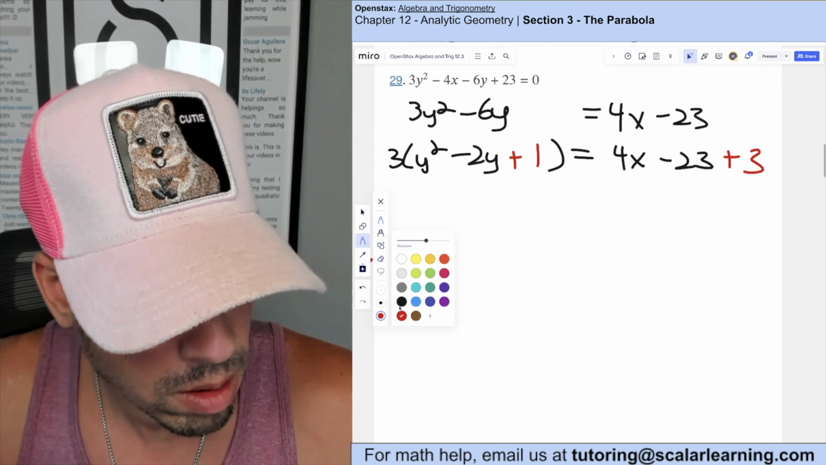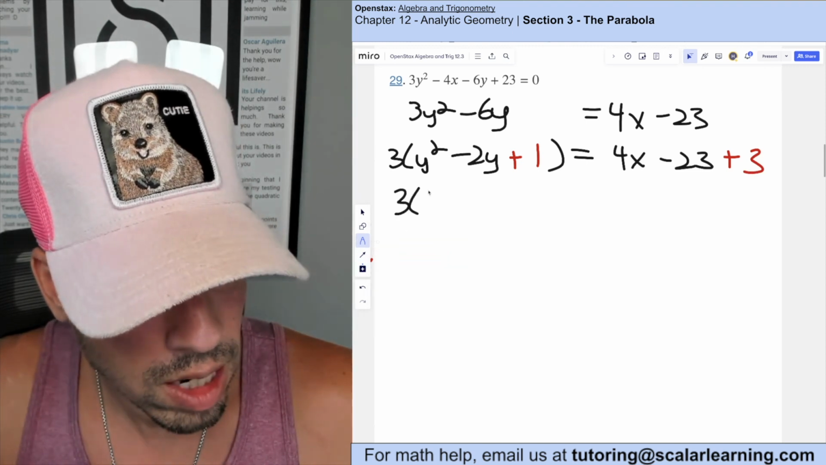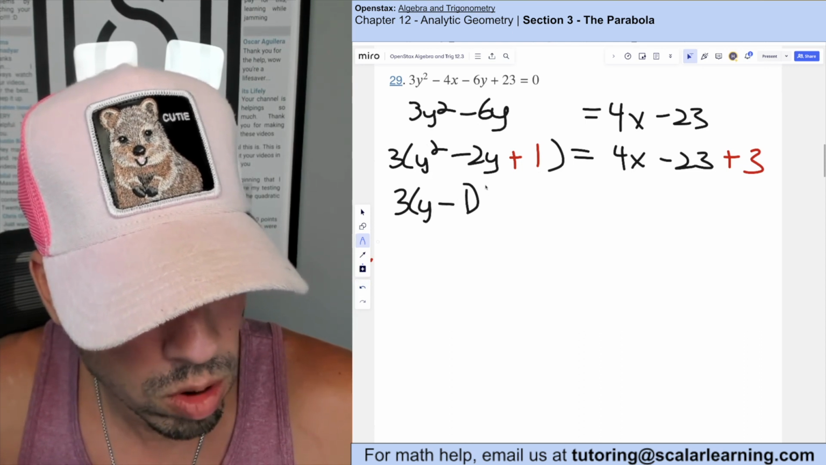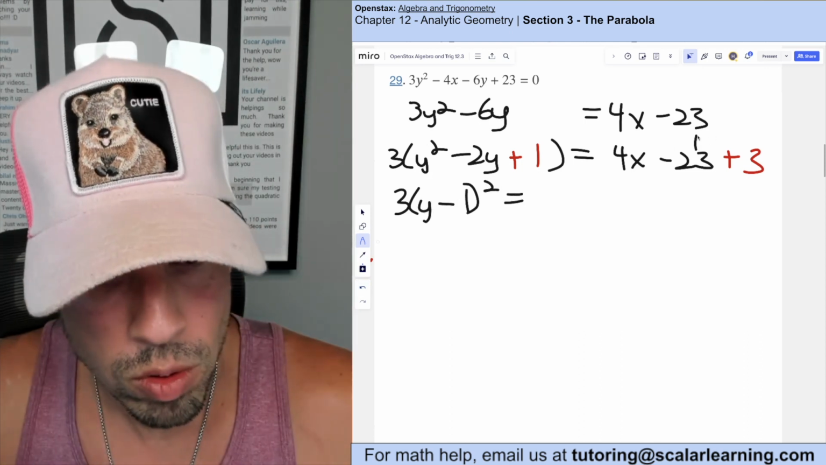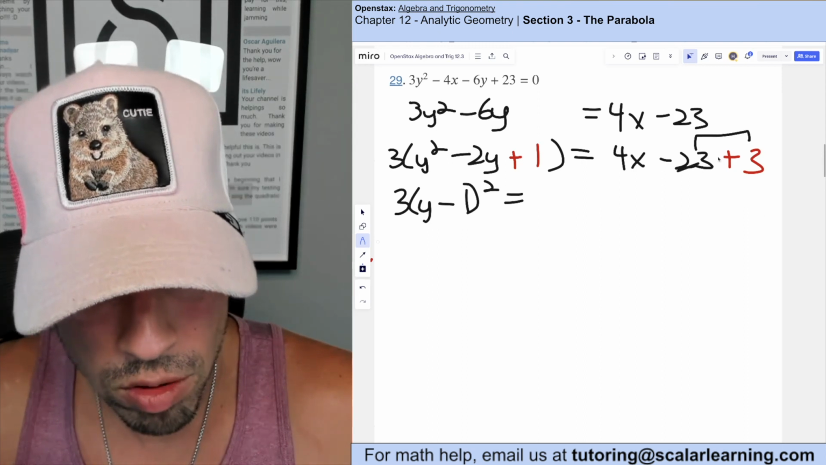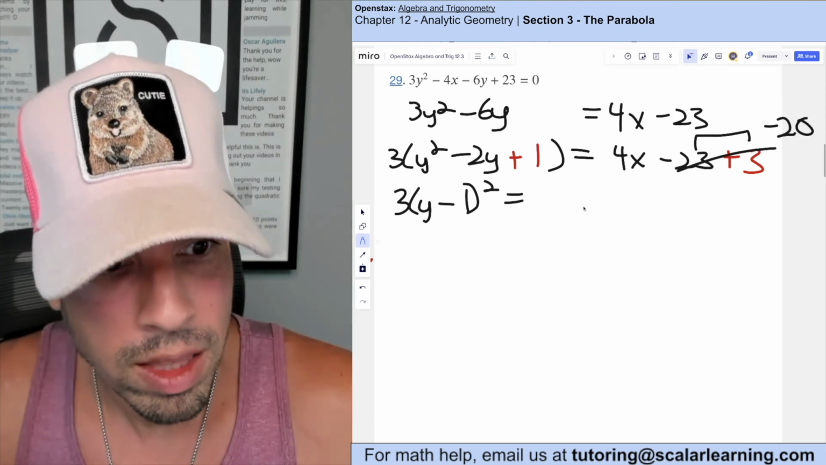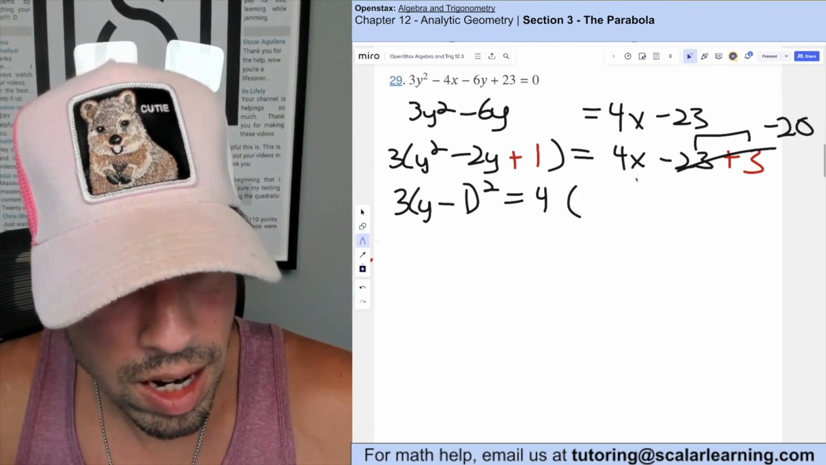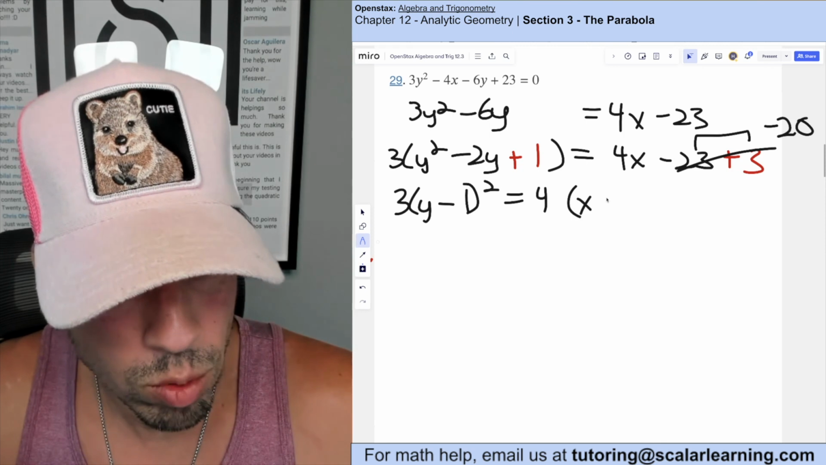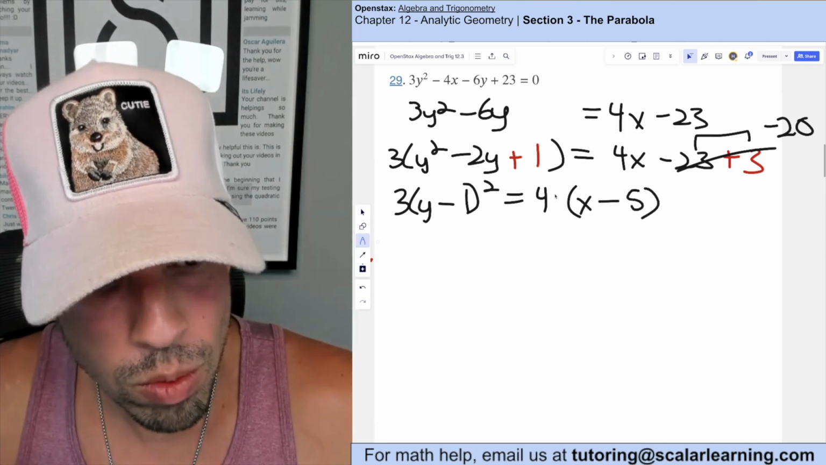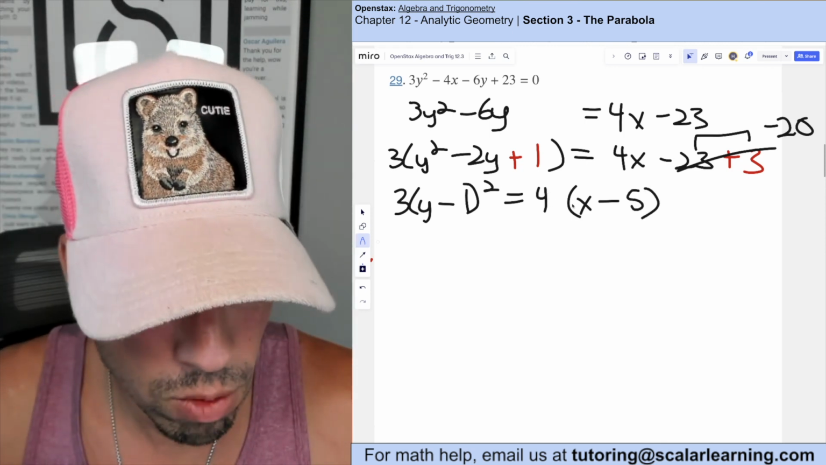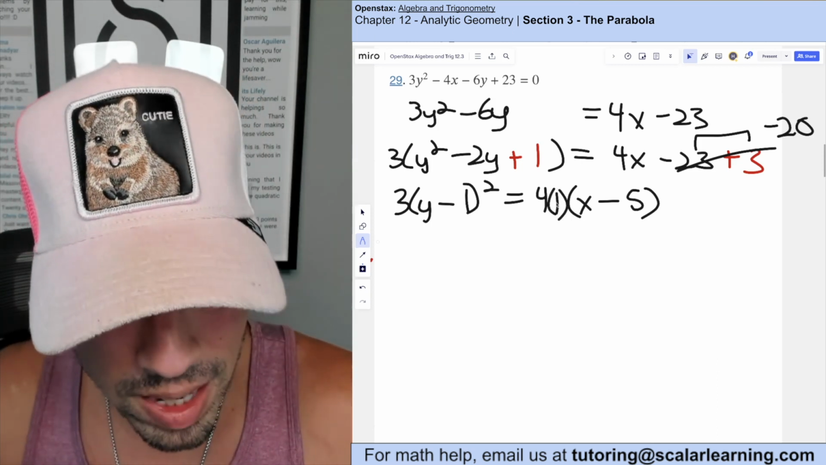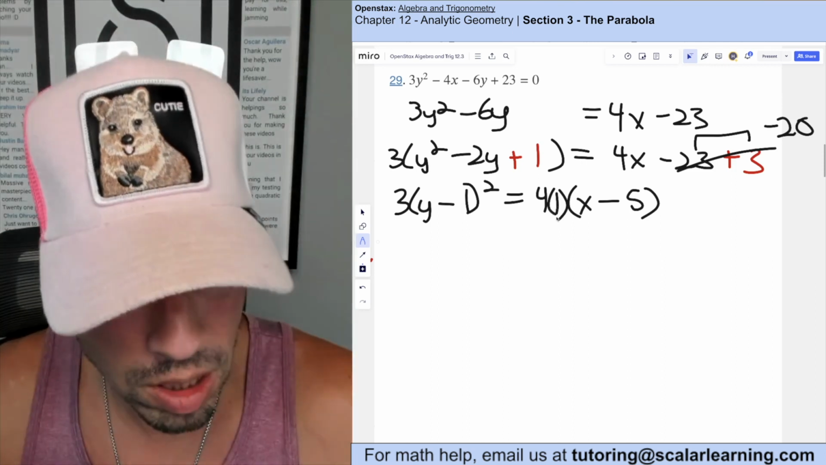And then now we can simplify a little bit. So we got 3 times, we can factor this because we made a nice perfect square trinomial. That's y minus 1 squared is equal to -23 plus 3 is -20. And then over here on the right-hand side, we're going to factor out that 4, and we got x, and then from that would be -5. And just so we can see it, we don't need this here because we got the 4, but there will be an invisible 1, or we can put a 1 in there. And that's just going to be so that we can see our p-value nice and clear.